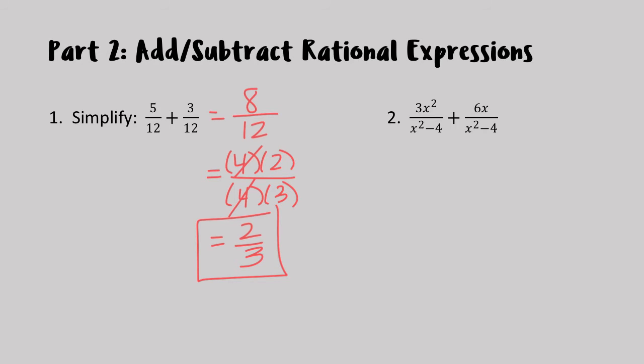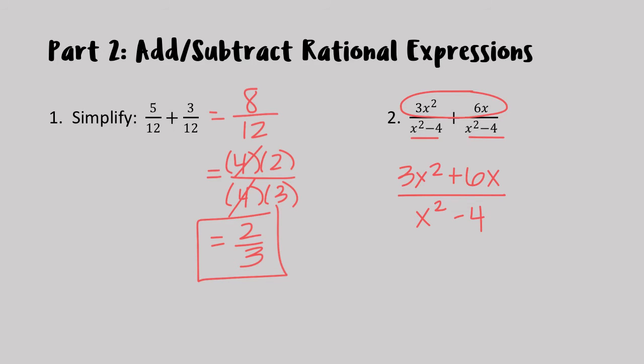So same thing with number 2. The denominators are already the same, x squared minus 4. So I'm going to go ahead and add these numerators together. They're not like terms, so it would just be 3x squared plus 6x. The denominators stay the same, x squared minus 4.